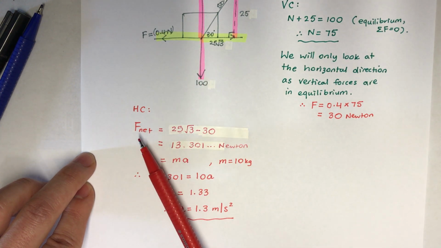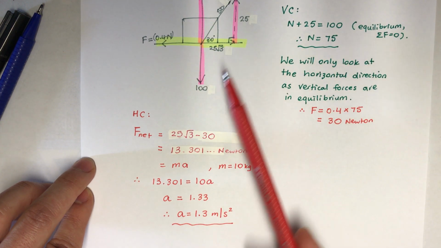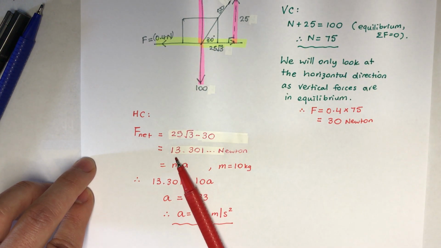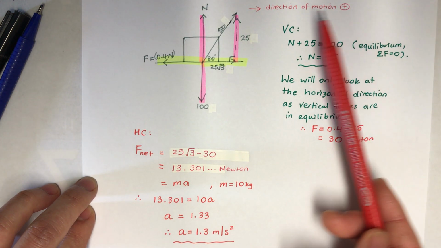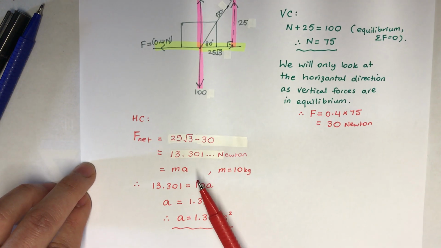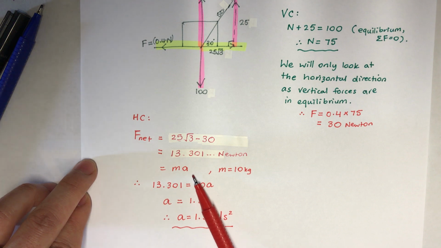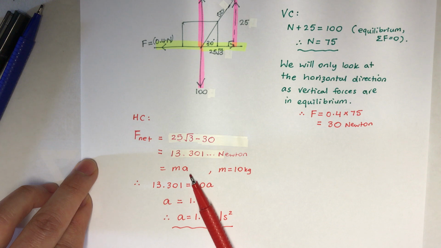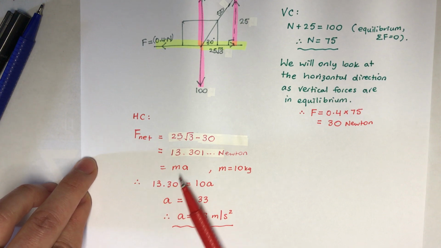So that's a 30 here. So the net force, we need to have a net force here. So that force is 13.3. So it is moving in the positive direction, because it's 13.3. Now, net force is also ma, isn't it? Yeah. So ma, because the question says find the acceleration of the box. So we need to change this F into ma.